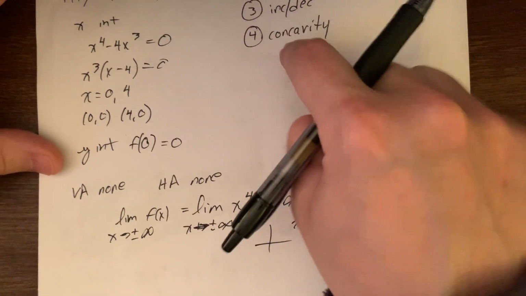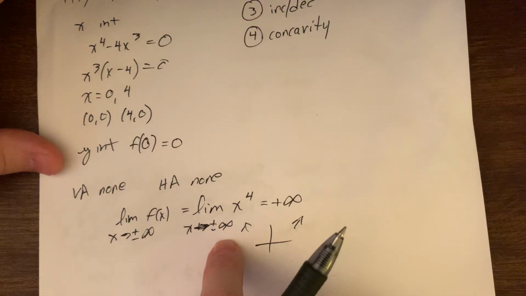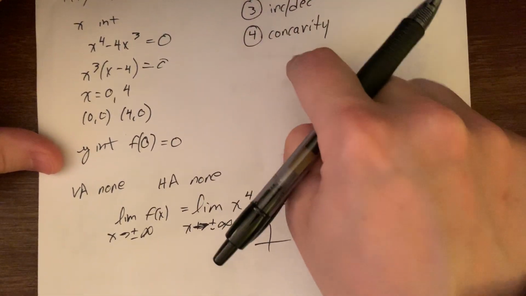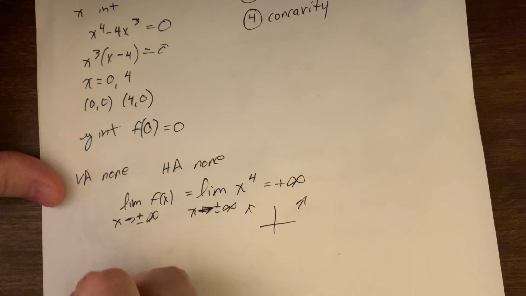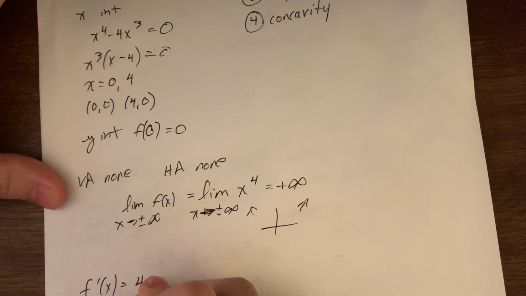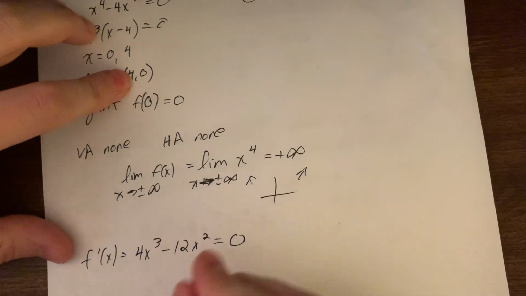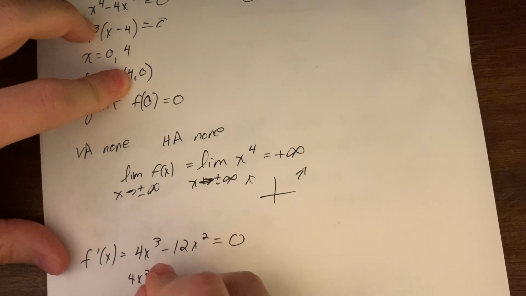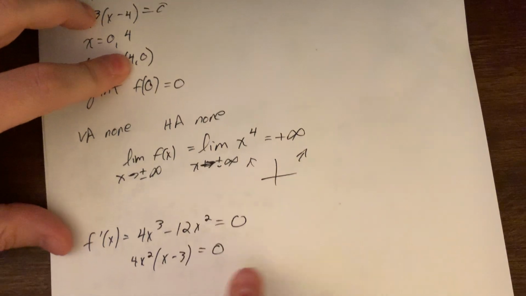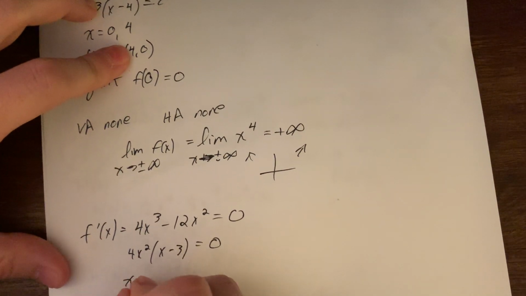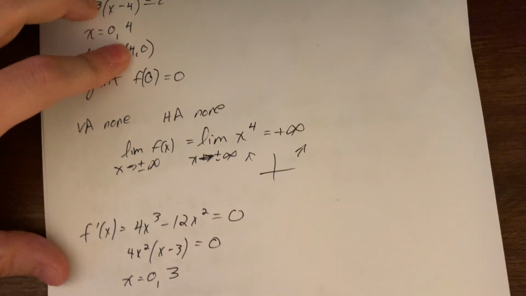And now we really get to the calculus stuff. Technically, this was calculus stuff as well, but for the deeper calculus stuff, I need a first derivative equal to 0. 4x squared comes out, x minus 3 left behind. I'm getting 2 critical values here.